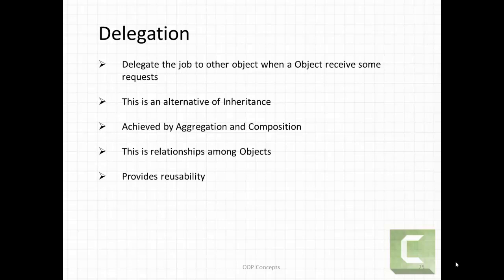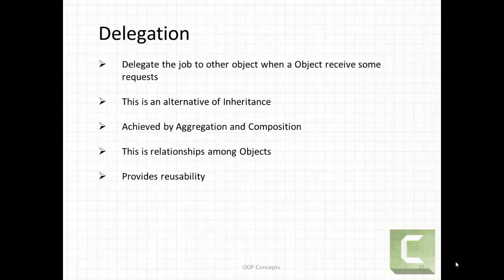Delegation is an alternative to inheritance. In inheritance, your child object can take the request and pass it to its parent. But delegation is an alternative to inheritance, and it is achieved by aggregation and composition. Aggregation and composition are again relationships between two objects, where one object is delegating the request to another object to perform the activities.